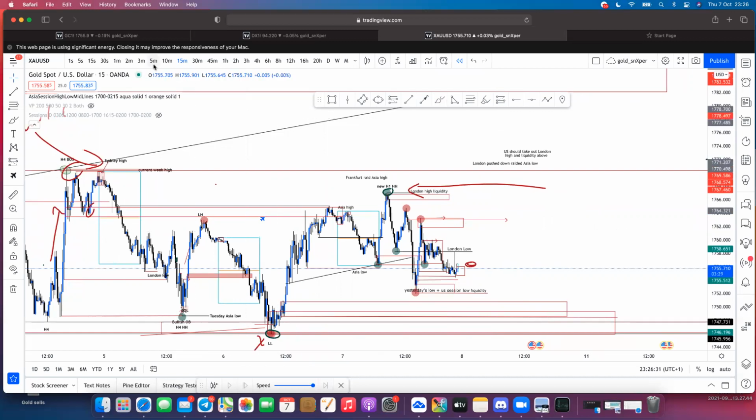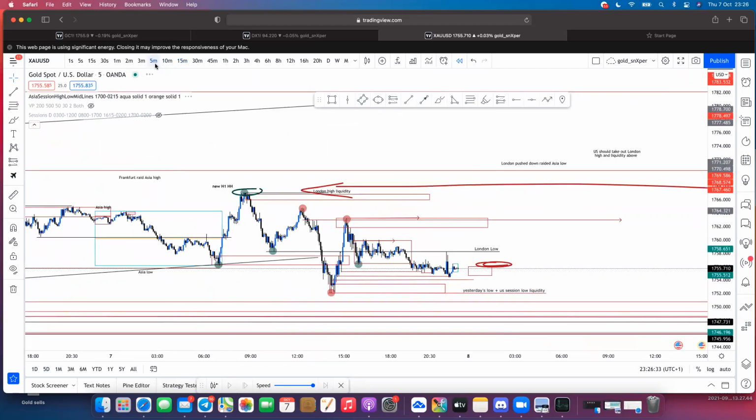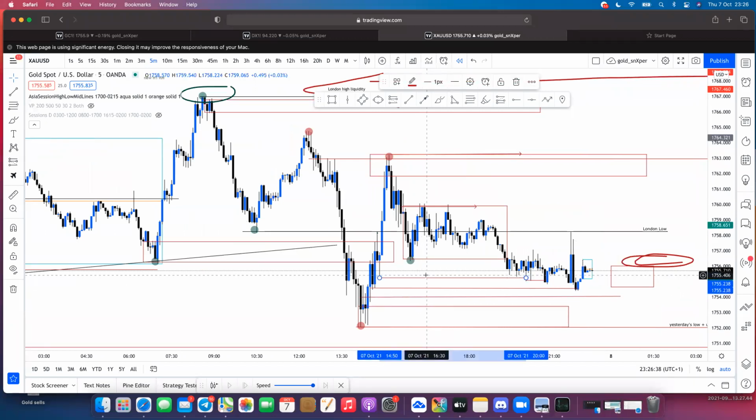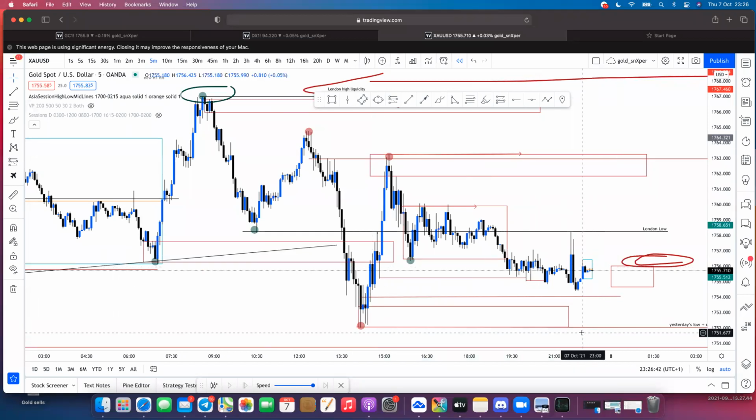What else? We're coming towards the end of Sydney now. Let's have a look. Well, marking, yeah, so these are all equal low markings. Let me just get rid of them over here. Oops, all of them.